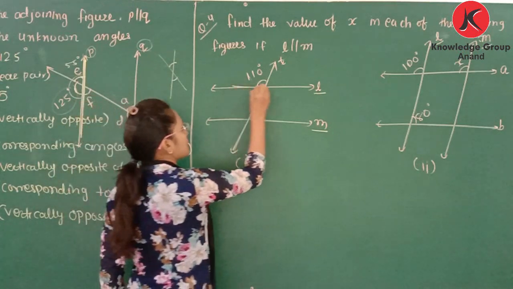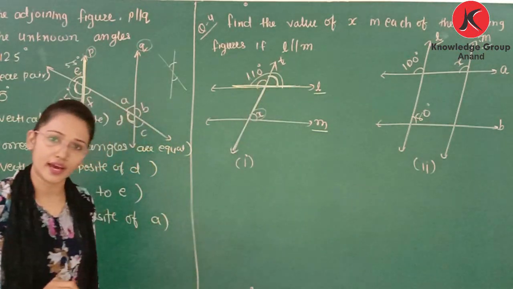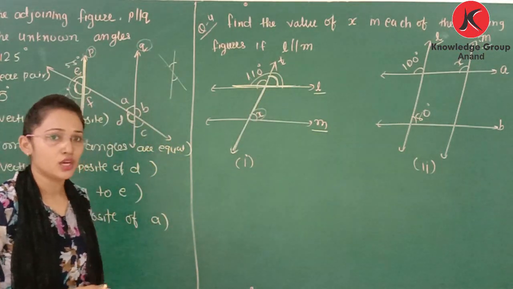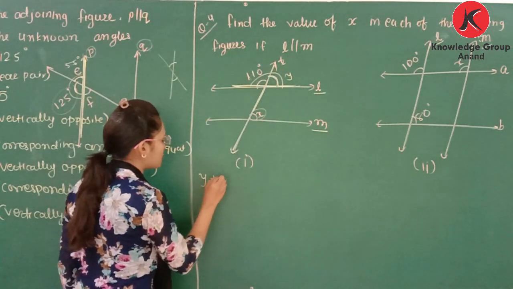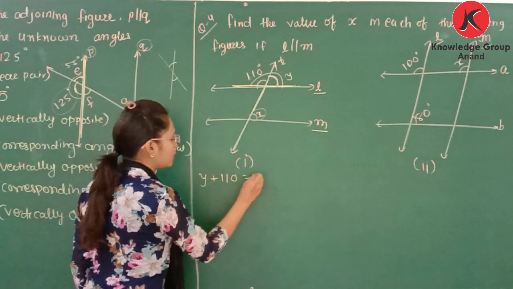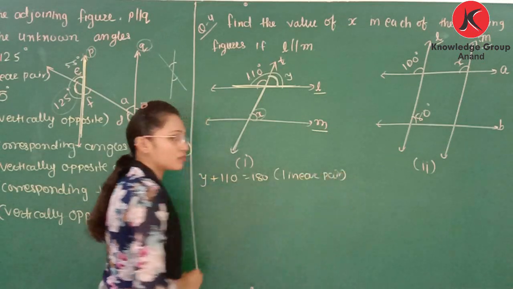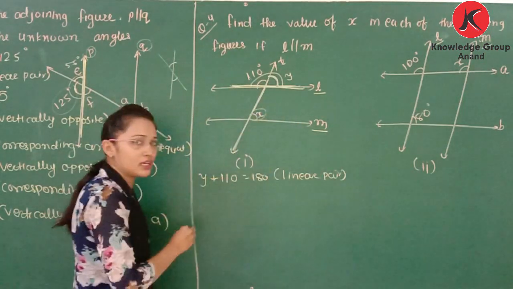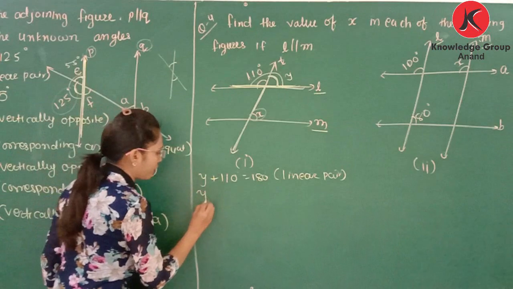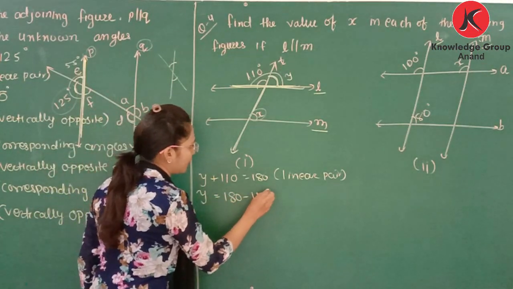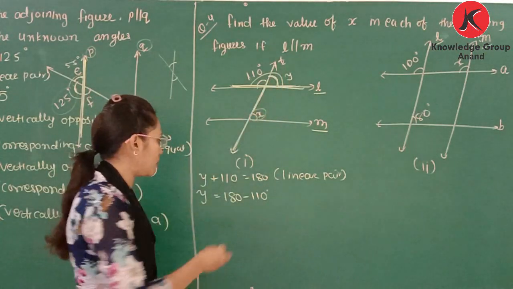So if you consider this line, you can see this is a straight line and they are supplementary, meaning it is 180. If we consider this angle as Y, then Y plus 110 is equal to 180. Reason is what? Linear pair. If you consider this as a straight line, then 110 and Y are a linear pair, so it will be 180. So you can find Y is equal to 180 minus 110. Y is not given, but we assume that this angle is Y, so Y will be 70.